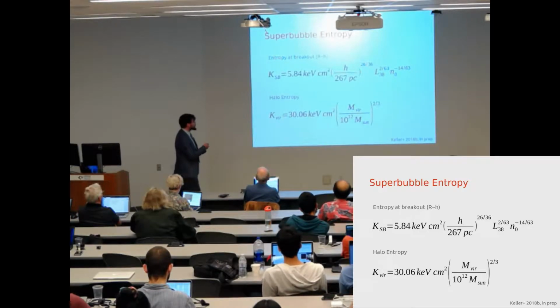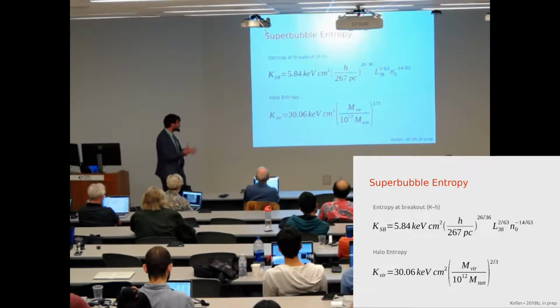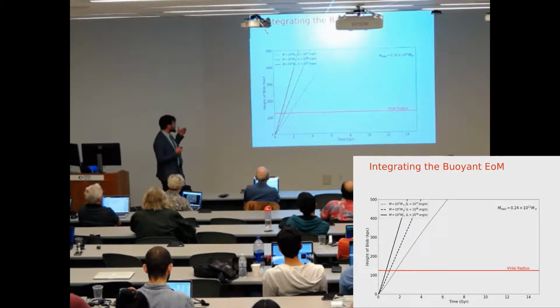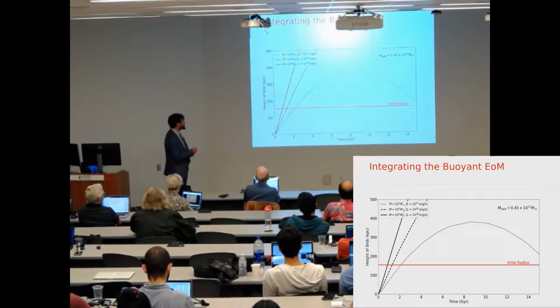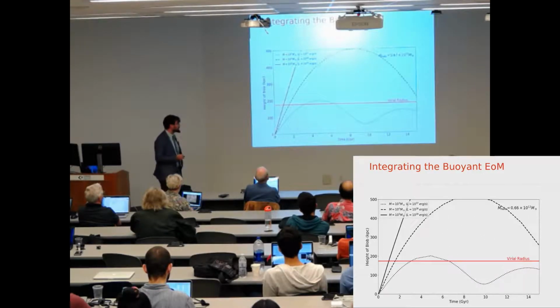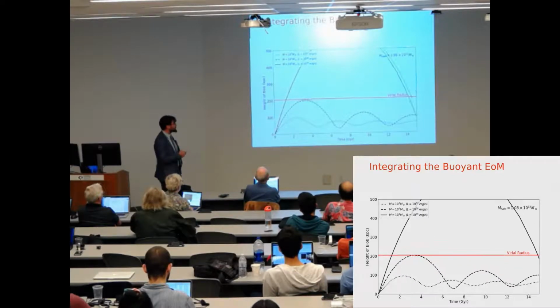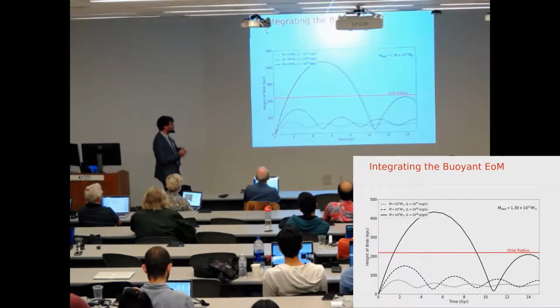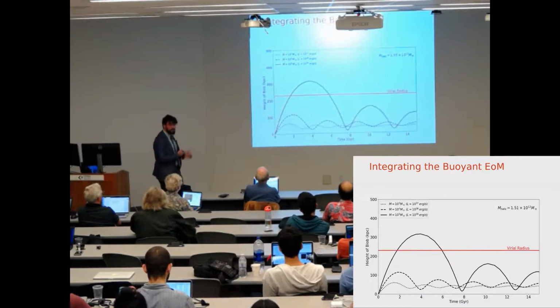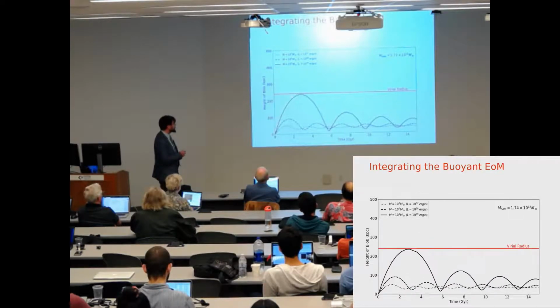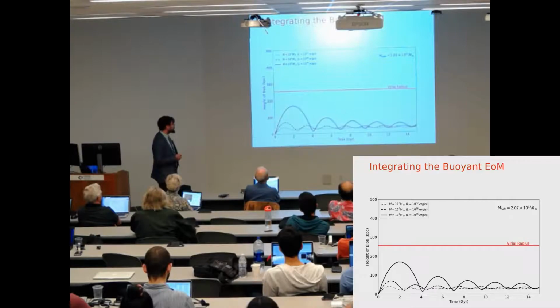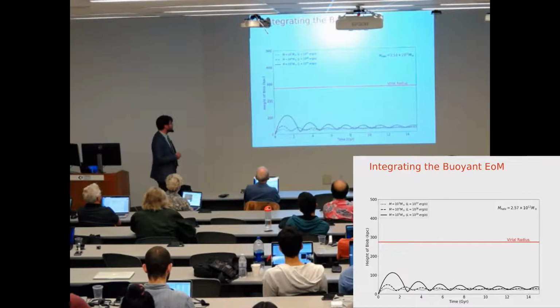And this breakout entropy depends very weakly on the conditions in the ISM, which means it's mostly being set by the halo entropy. And so you can integrate these equations of motion over time for 3 different masses of stellar cluster, and you'll see once we reach a halo mass of about 10^12 solar masses and push beyond that, even the most massive star clusters that are forming today can no longer actually push outflows beyond their virial radius.